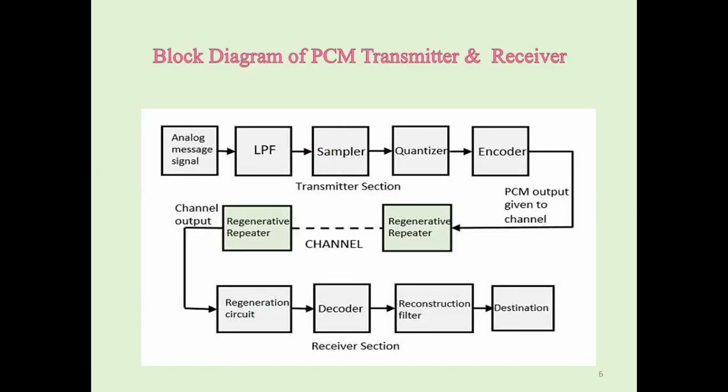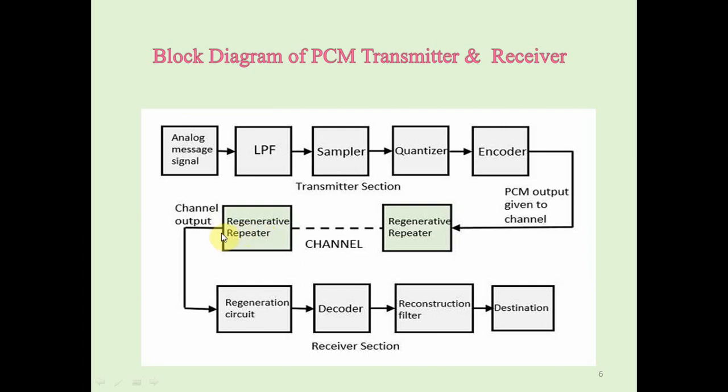Here is the block diagram of the PCM transmitter and receiver. This is the transmitter section, where this is the analog message signal. The analog message signal is given to the low pass filter, and the output of the low pass filter is given to the sampler, quantizer and encoder. Then the output of the encoder is given to the regenerative repeater, which puts the digital bits on the communication channel, directed towards the regenerative repeater in the receiver section.